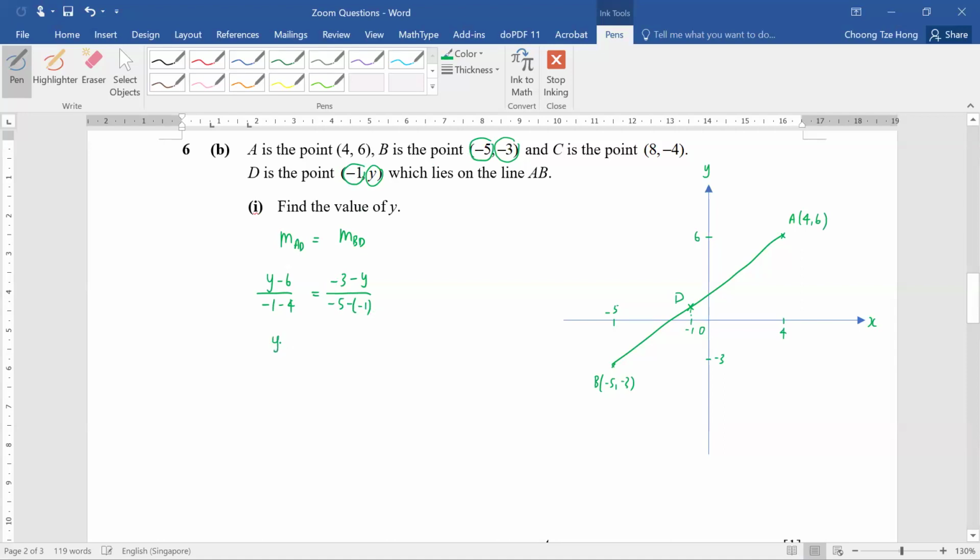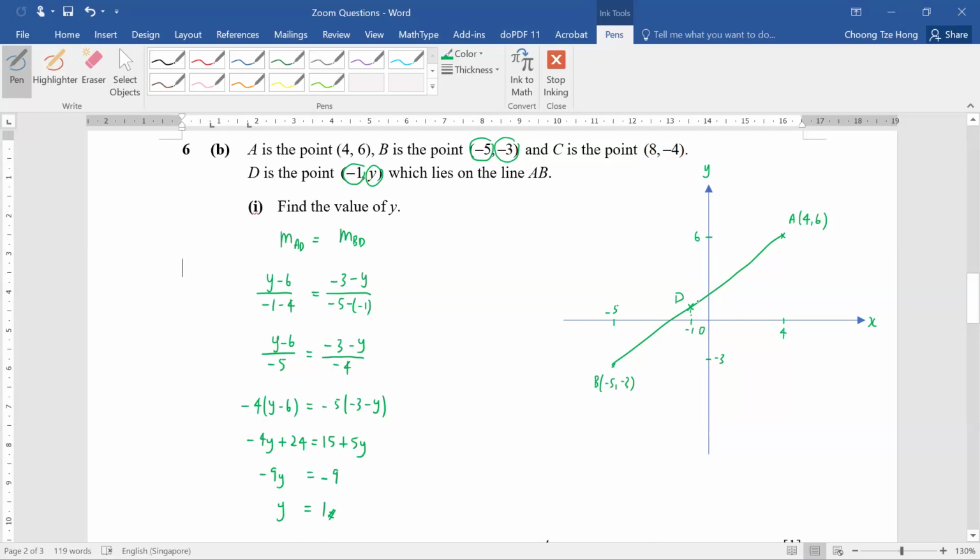Okay, so let's simplify a bit. Over here we will get (y - 6) over -5 equals (-3 - y) over -4. And from here we just do some cross multiplication, then just expand, then bring all the y terms to the left side. So you'll get -9y. Then 15 minus 24, you should get -9. So this means that y will be equal to 1.